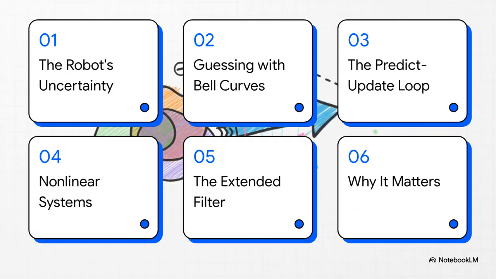All right, so here's the game plan. First, we'll look at the big problem, a robot's uncertainty. Then, we'll see how we can actually describe that uncertainty using a surprisingly simple idea, the bell curve. From there, we'll get into the predict-update loop, which is really the heart of the whole thing. And then we'll see what happens when things get a little messy and nonlinear, which they always do in the real world. We'll wrap it all up by talking about why this matters so much.